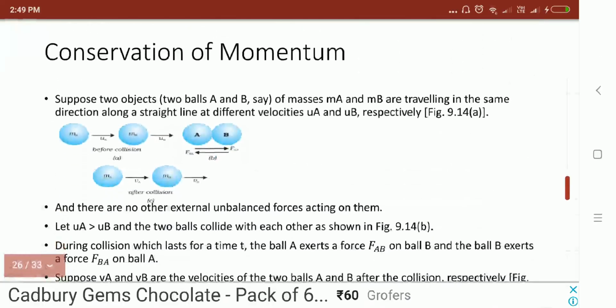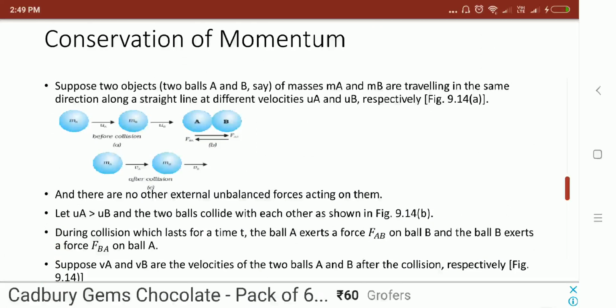Now, next topic, conservation of momentum. We need to verify how the momentum of one object can be affected by another object. To understand that, let us take two objects as shown in diagram A. Both objects have different masses, MA and MB. Initial velocities of both objects are UA and UB.